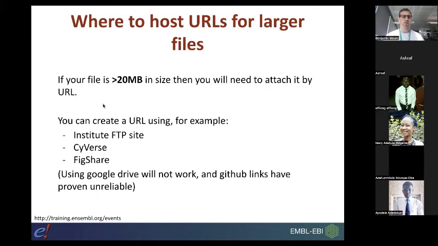If your file is more than 20 megabytes and you need to attach it remotely, you can create a URL by using either your institute's FTP site, if your institute has one, or you can use one of these freely available platforms such as CyVerse or Figshare that will allow you to create a URL where your data is saved and then upload that to Ensembl.